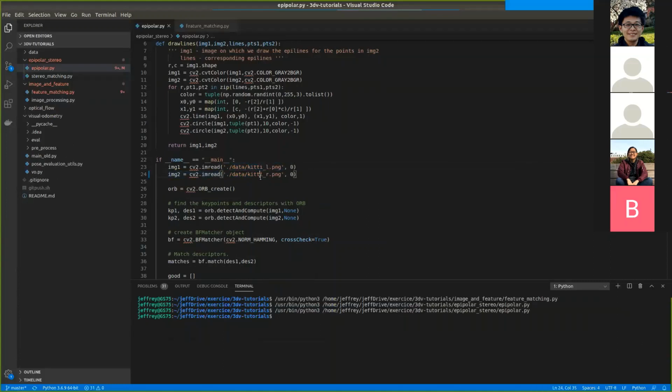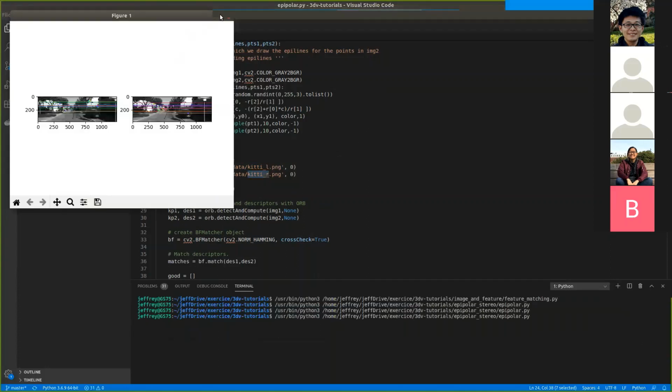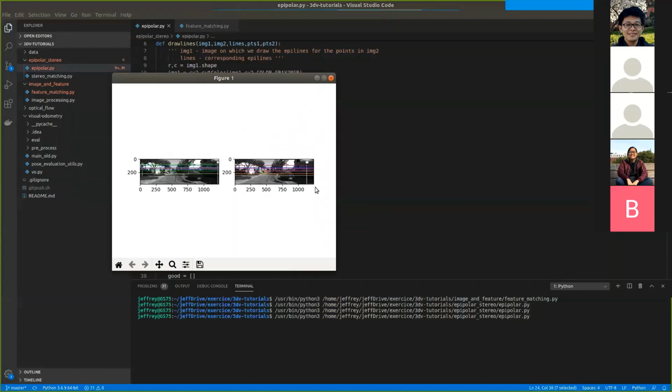So we first load the left and the right, which is a stereo pair. Let's see how the epipolar line looks. If you run it, you will have some similar results like this. You can see the epipolar lines are actually parallel, because as we said, the stereo pair is rectified. There's just a very small motion between the stereo pair.